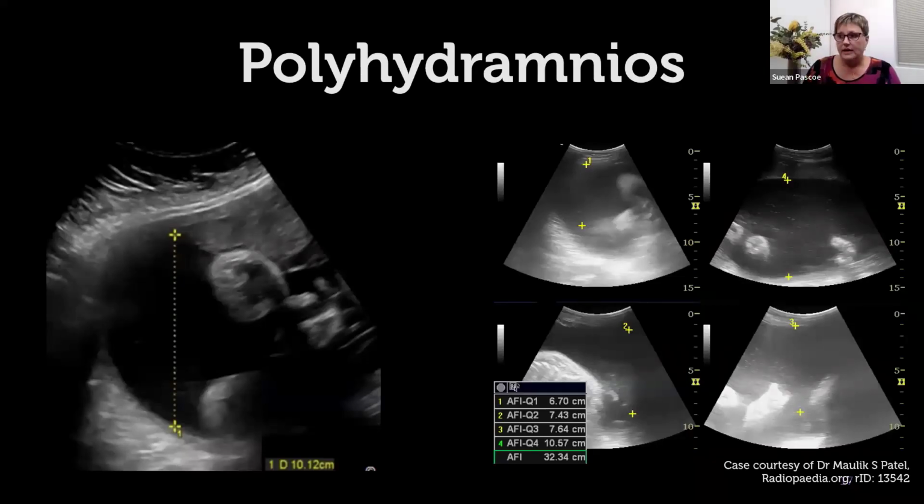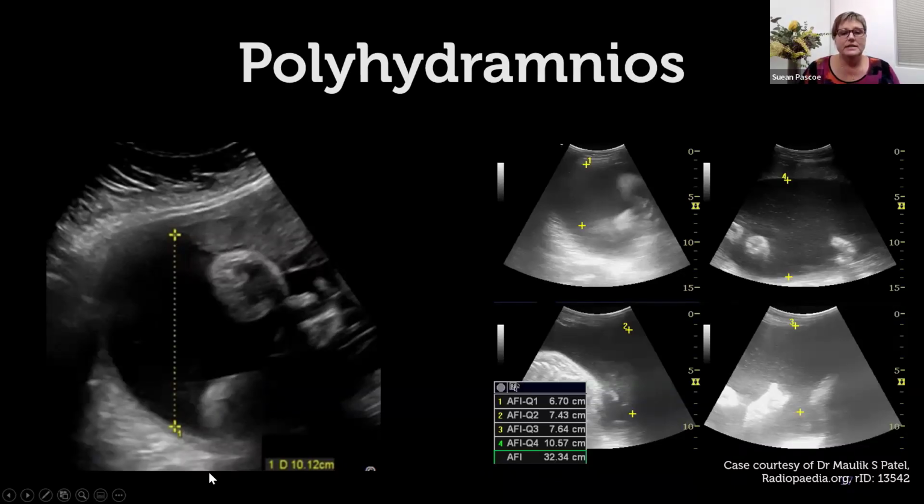Here's a case of polyhydramnios, and you can see here with that split screen view, it doesn't matter where you go on this abdomen, there is massive amounts of fluid, and you can see that very clearly. So we're taking that single vertical pocket measurement. According to the cutoff limits that we had, a single vertical pocket of more than 8 centimeters here says polyhydramnios. When we've calculated the AFI and we have the 4 measurements, there's fluid absolutely everywhere, and anything over 25 centimeters is abnormal.